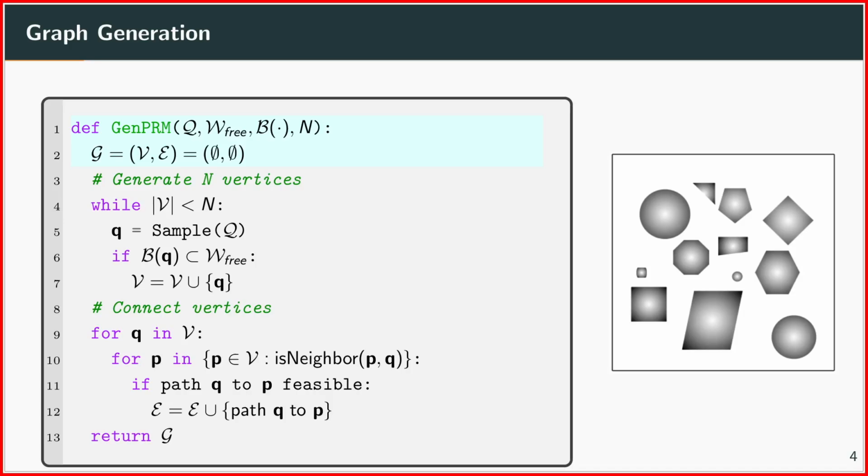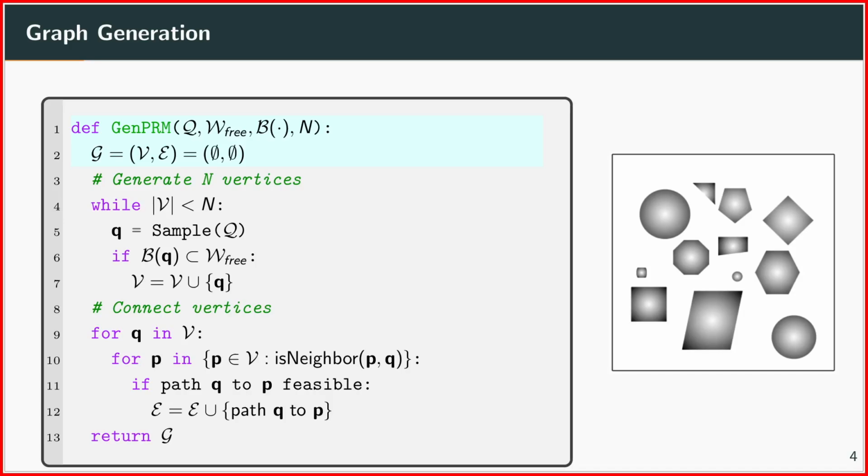And then, as I said, there are two steps here. In the first step, you generate n vertices. So basically, you just iterate here. You sample a point from your configuration space. And then you check if your robot is actually collision-free. And if it is collision-free, then you add the configuration to your graph here. So the graph is represented as G, and it has some vertices V and E.